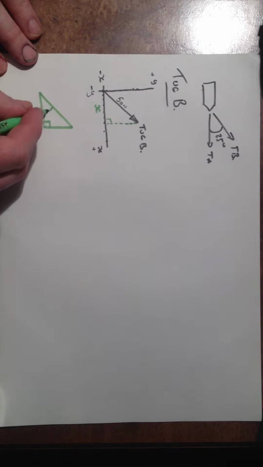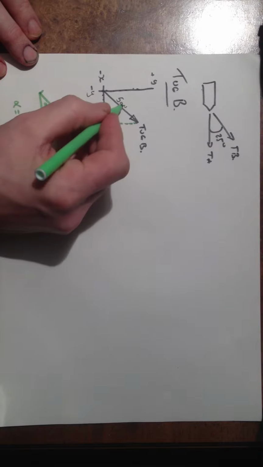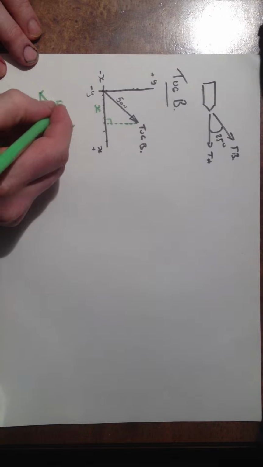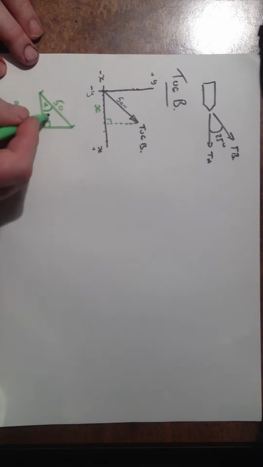Now what do we know? We know this value here. I'm going to put a little alpha in there. And alpha, as we've been told, is 25 degrees. We know this distance here, as we can see that's there, 50 newtons. So we know that's 50. So what we need to find out now is one of our other sides.